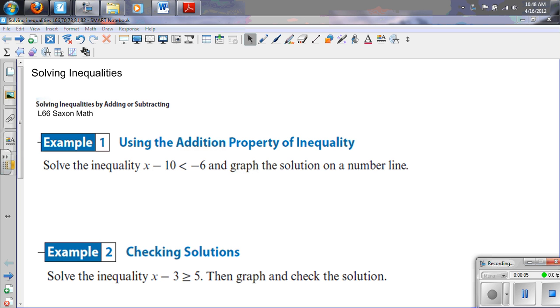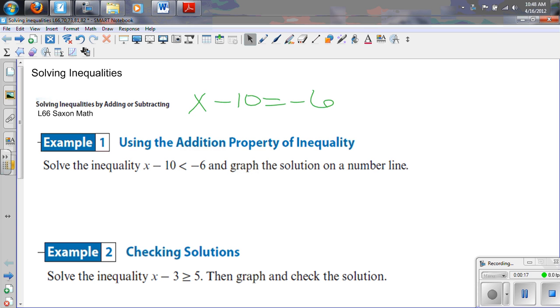Solving inequalities by adding and subtracting. We can use the same properties we use on an equation, where we have x minus 10 equals negative 6. We solve that by getting x by itself, and so we use the addition property of equality and the subtraction property of equality to solve this. We say we add 10 to both sides.